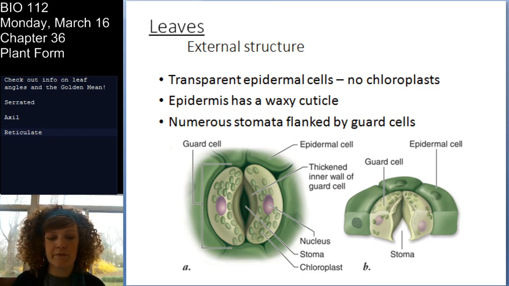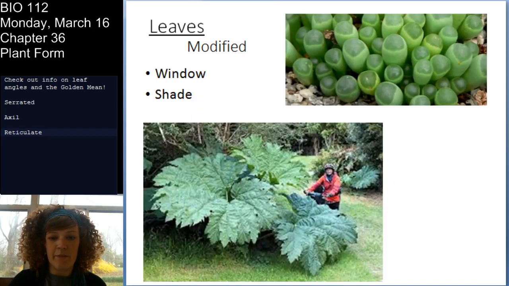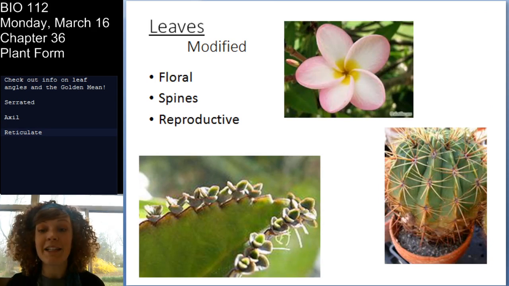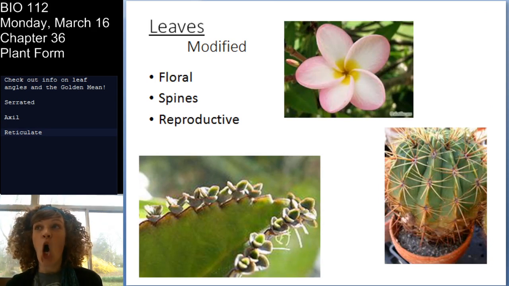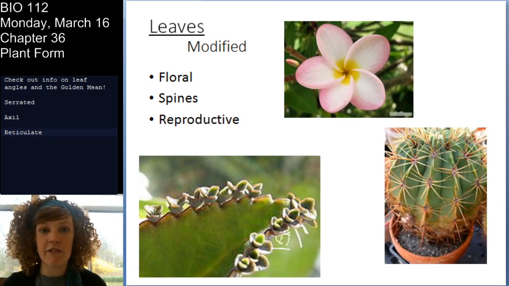Okay, great. Let's talk about different kinds of modified leaves. So, you have various kinds of modified leaves I'm going through here. Okay, so you have floral leaves. These are like trick flowers. I know. So, for example, like dogwood trees, no lie. Their actual flowers are like these little green and yellow things.